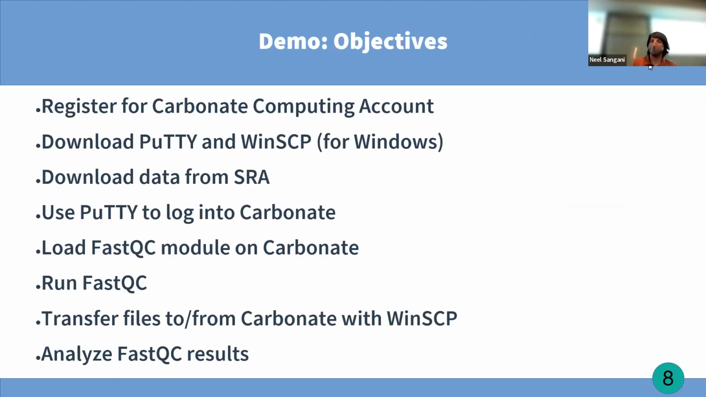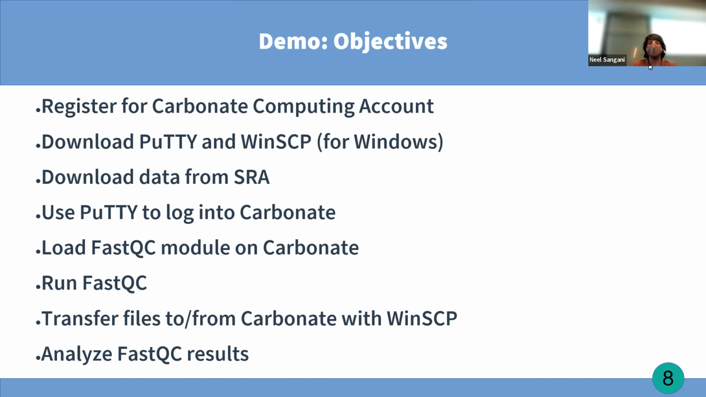All right, so that's all for our introduction section. So we'll be moving on to the demo. I'm just going to help lay out what we want to accomplish with the demo. We're going to be going over registering for the Carbonate computing accounts here at IUPUI, if people haven't done that before. We'll also be downloading PuTTY and WinSCP for Windows. If you're not using Windows, you can just use traditional command lines, SSH, things like that.